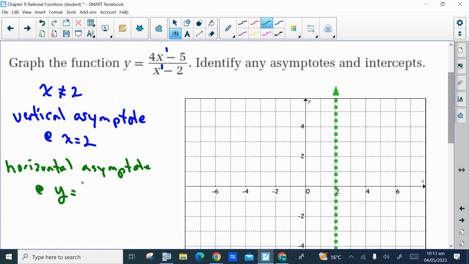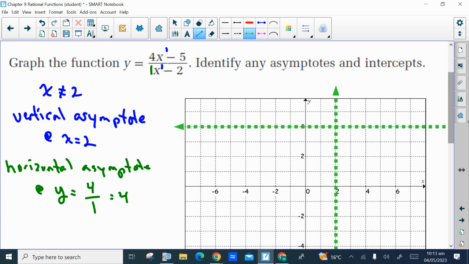So that'll be at y equals 4 over 1. The coefficient of the x on the bottom is 1. And 4 divided by 1 gives you 4. There's where the horizontal asymptote is. And you can use this step to determine the horizontal asymptote whenever the degree of the top and bottom are the same.